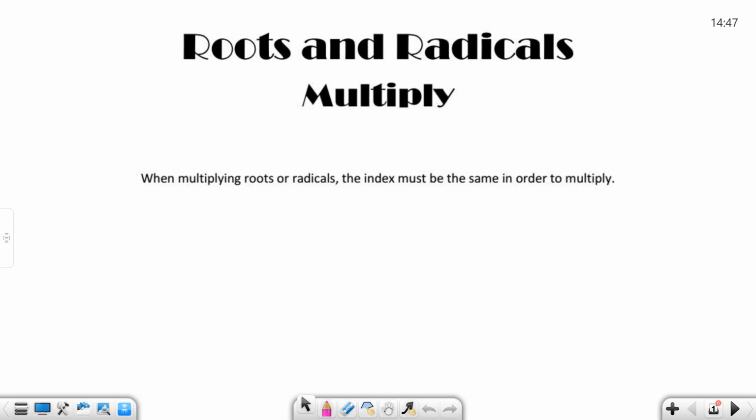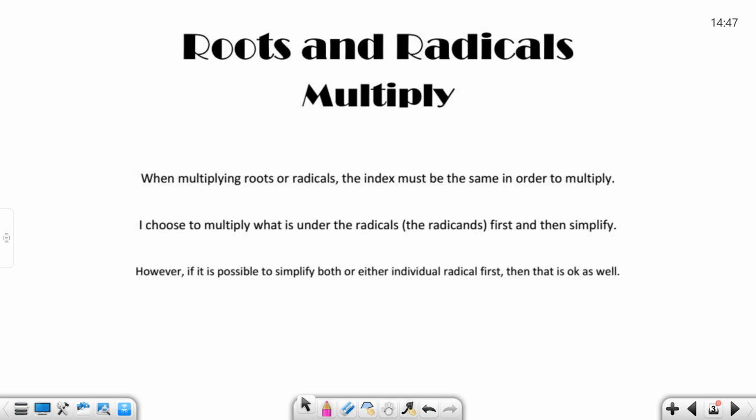Roots and radicals multiply. When multiplying roots or radicals, the index must be the same in order to multiply. I choose to multiply what is under the radicals, that's called the radicands, first, and then simplify. Look, it's okay if it's possible to simplify either or both individual radicands, or what's inside the radical, first. That's okay as well, all right?